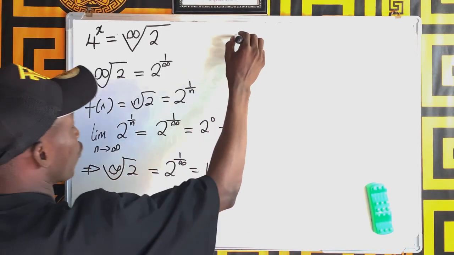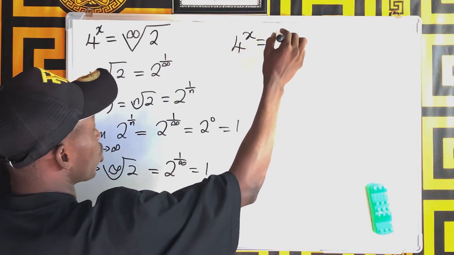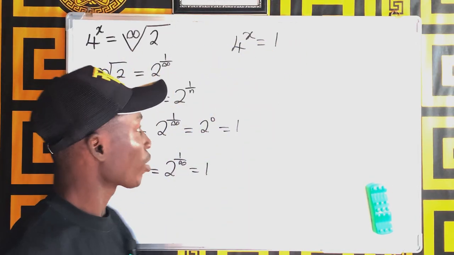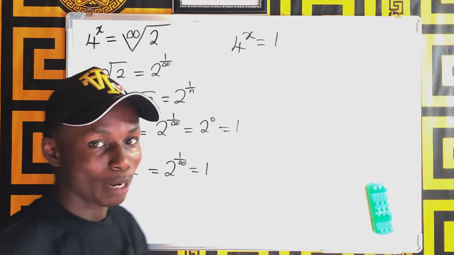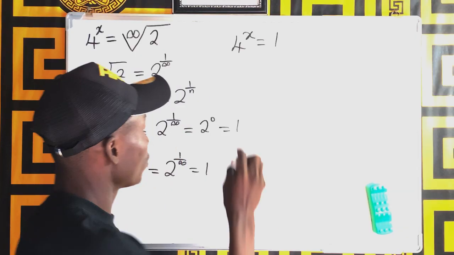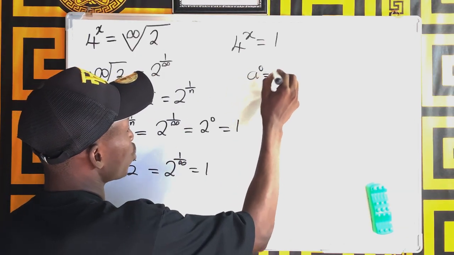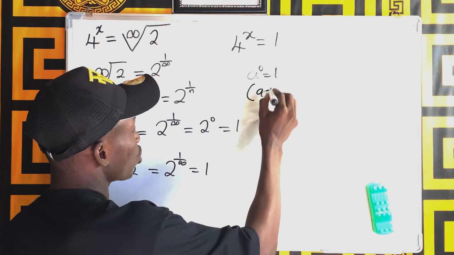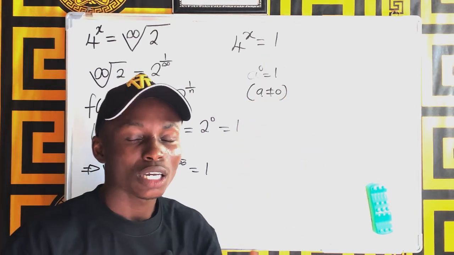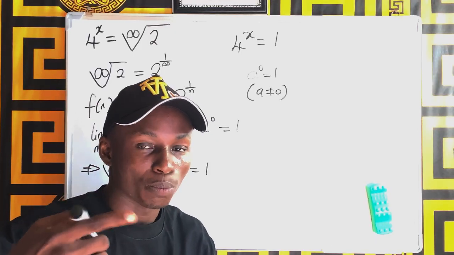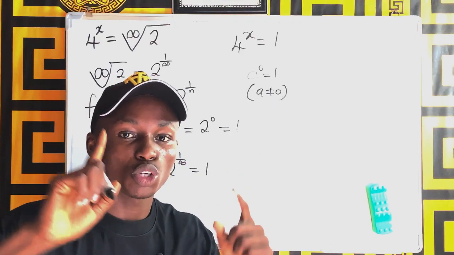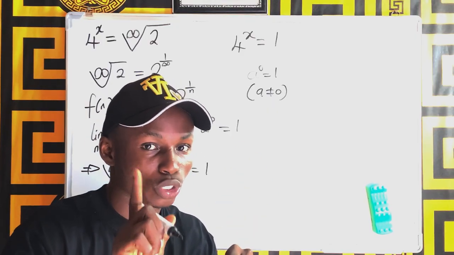That's to say that 4 raised to x is equal to 1. That means all this is just 1. Now, we know by one of the properties of indices that anything raised to the power of 0 is 1. Remember that a raised to the power of 0 is equal to 1, in the sense that a is not equal to 0. We are not wrong if you decide to write the 1 you are seeing as 4 raised to the power of 0. 4 is the base and the exponent is 0. So 4 raised to the power of 0 is 1.